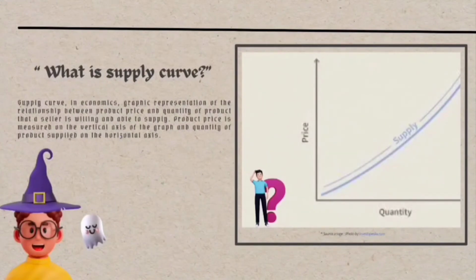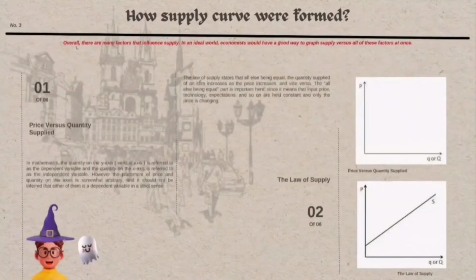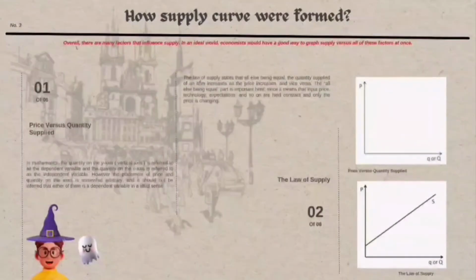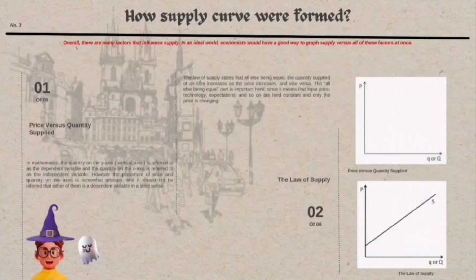So now, we will learn about how supply curve performs. The first one is price versus quantity supplied. In mathematics, the quantity on the y-axis or vertical axis is referred to as the dependent variable and the quantity on the x-axis is referred to as the independent variable. However, the placement of price and quantity on the axis is somewhat arbitrary, and it should not be inferred that either of them is a dependent variable in a strict sense.